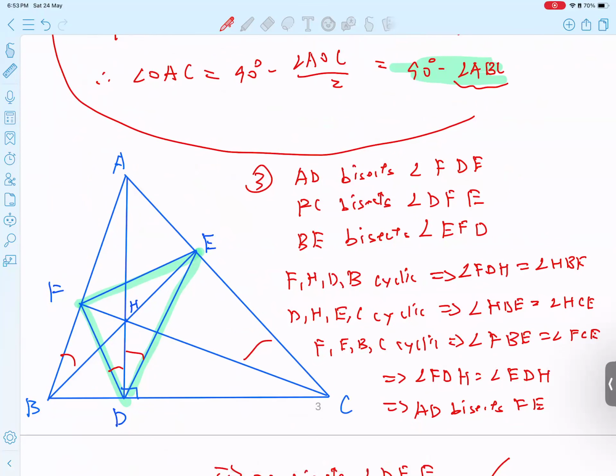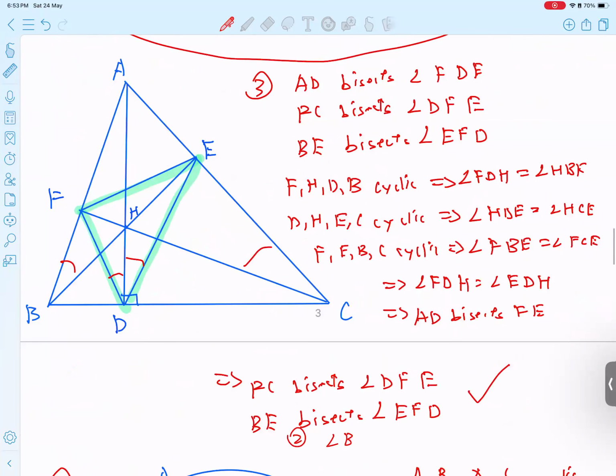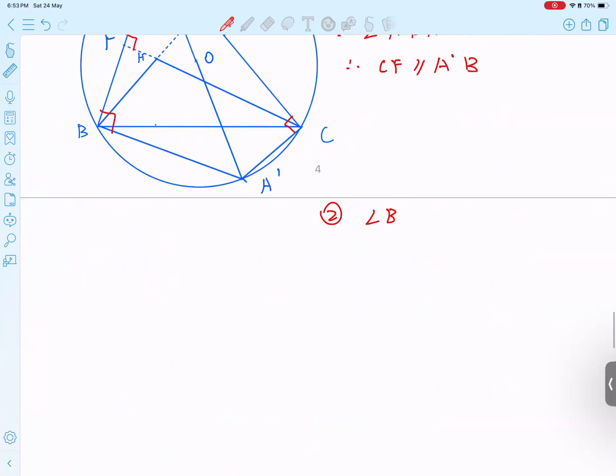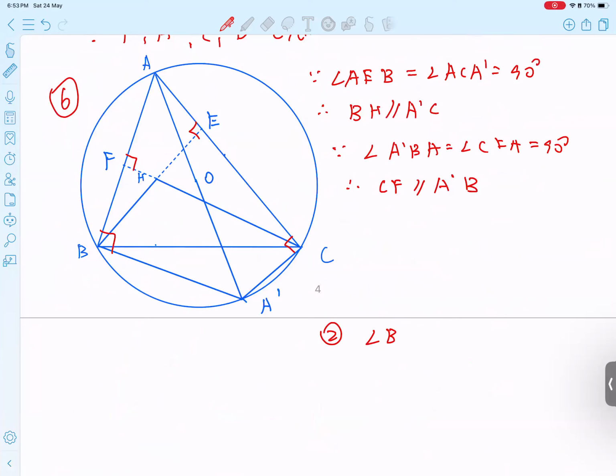So why do you just say similarly? Because the diagram is symmetrical. You could just basically write the same proof but with the different points. And you're done. And yeah, nice result.